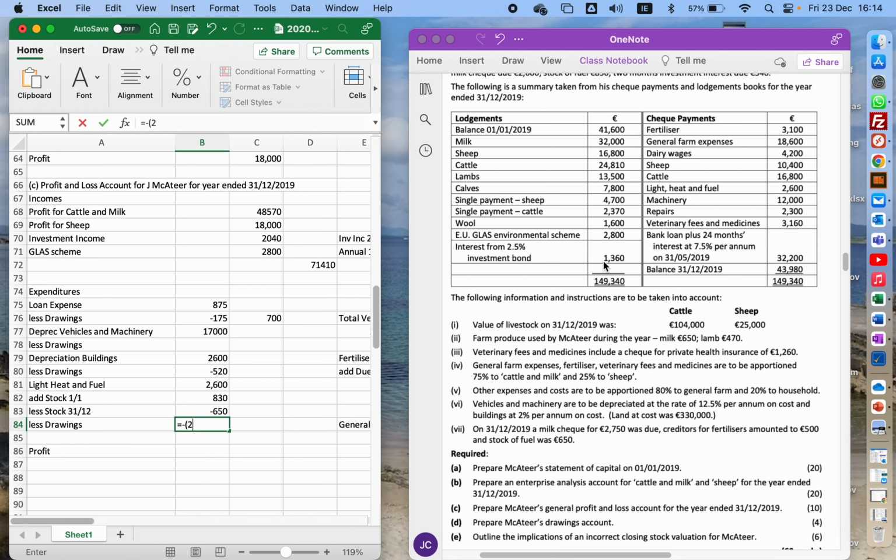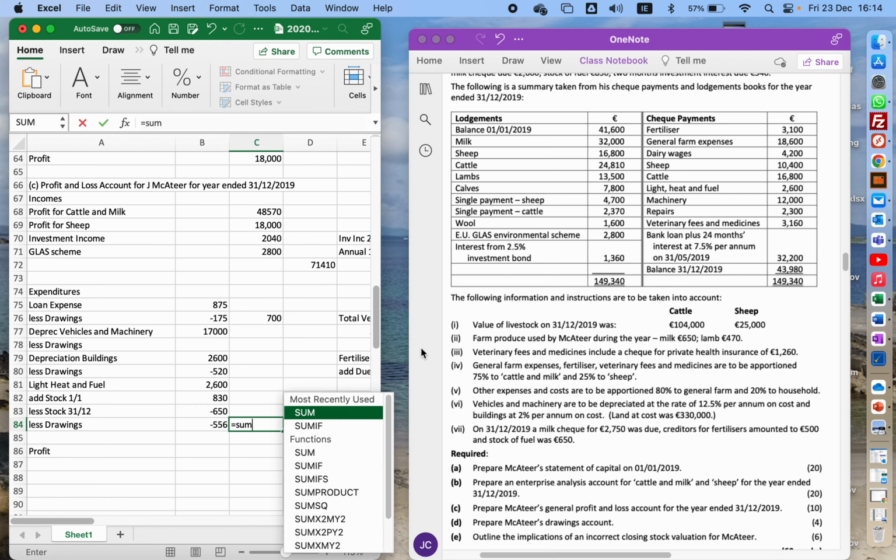So I've got 2.6 plus 830 minus 650. So I'll multiply that by 20%. So that's going to be my drawings. So that should be everything.